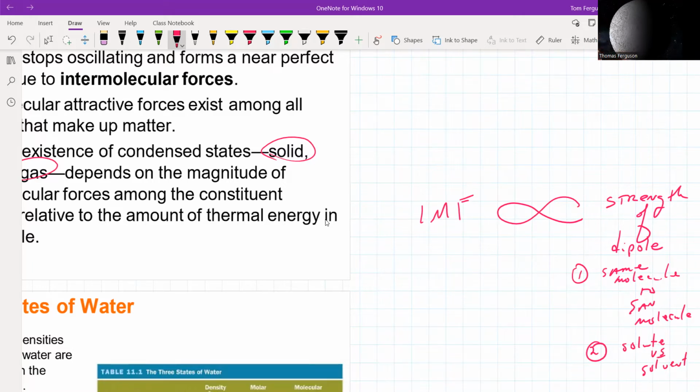Okay, so number one is same molecule to same molecule. In other words, if we had just a glass of water, the only thing in there is the water. But if we put something else in there, then we have a situation where we have a solute and a solvent. So the intermolecular forces are going to be directly proportional to the strength of the dipole. And then we're going to have two situations where we have just one compound or we have a mixture. And that mixture is a homogeneous mixture.